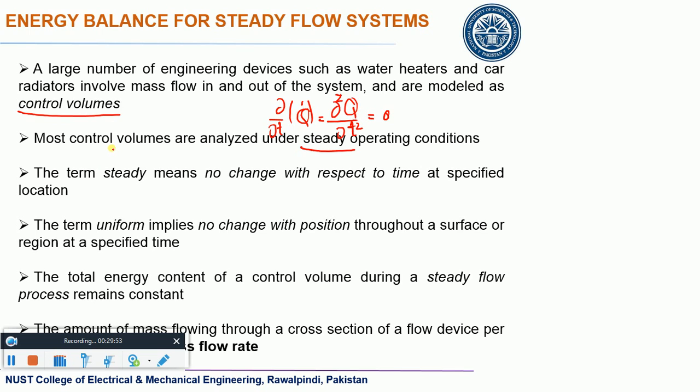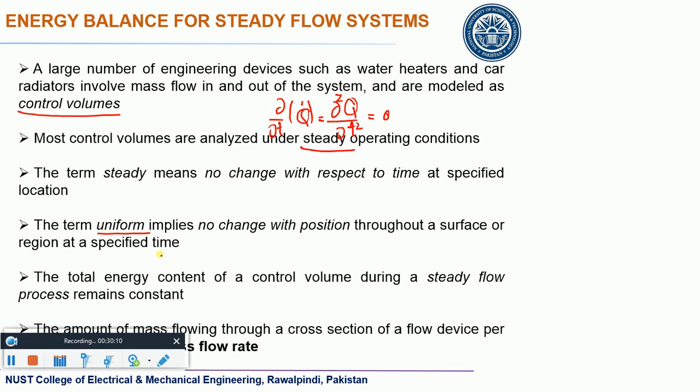Okay, the term uniform, if you see this kind of term, what does that mean? Implies no change with position throughout a surface or region at a specified time. If I say temperature remains uniform, what does that mean? That at this particular location temperature is not going to change.